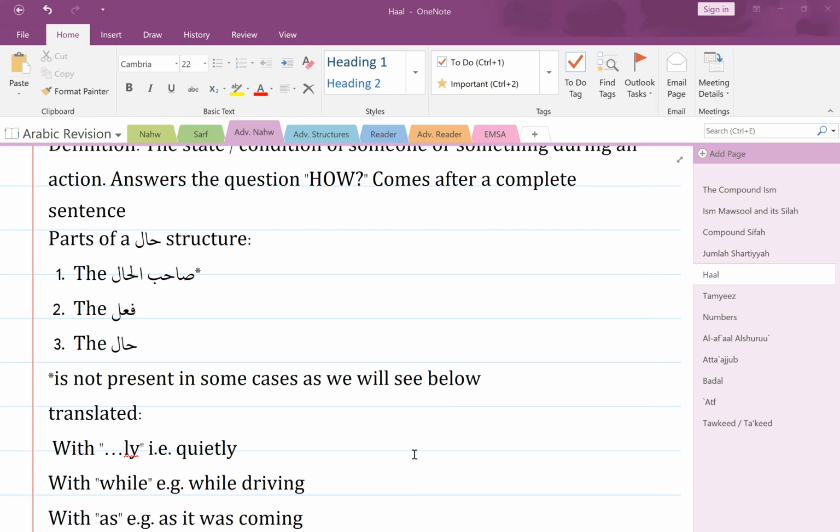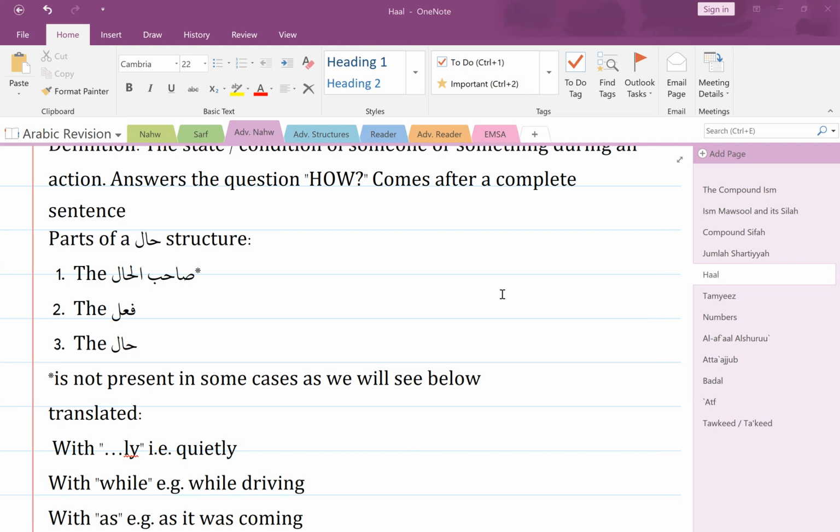Okay. So there's a sahibul hal, there's a fi'l, and then there's a hal. Okay. Yeah. So basically, we're talking about the three parts of a hal structure. So you have the sahibul hal, you have the verb that is being described, and you have the hal itself, like the state or the condition itself.